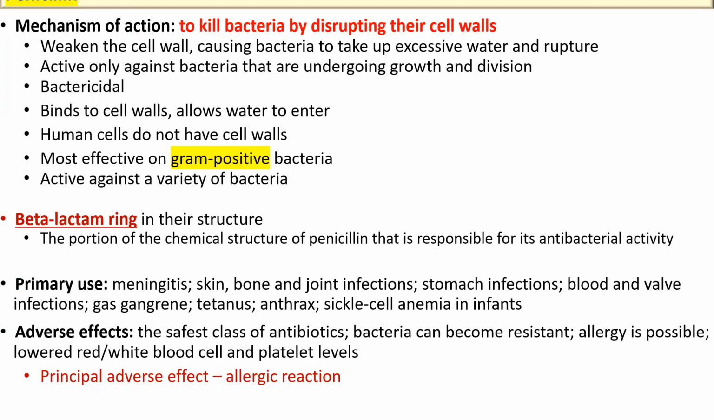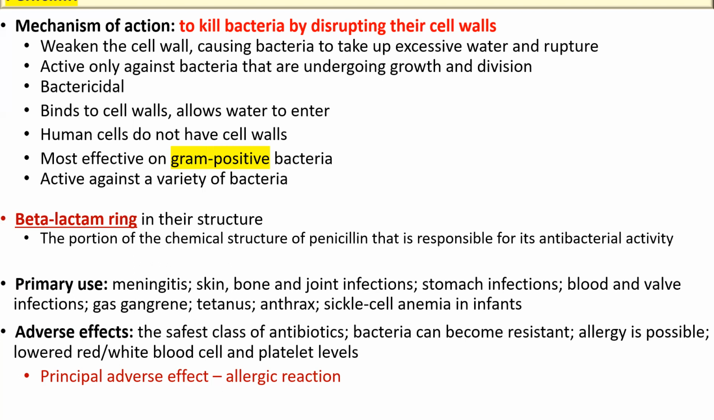There is a beta-lactam ring in the structure of penicillin, which is the portion of the chemical structure that is responsible for its antibacterial activity. The beta-lactam family also includes cephalosporins, aztreonam, imipenem, meropenem, and ertapenem, which is the penem family and the cephalosporins. You can't just say cephalosporins and the penem family, because that's the suffix for all the penems.